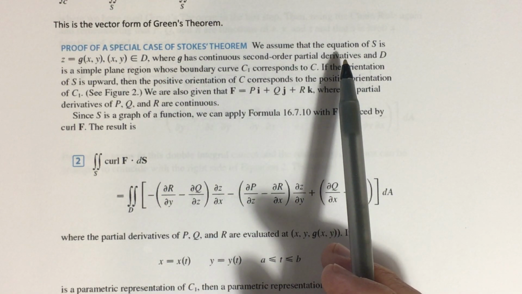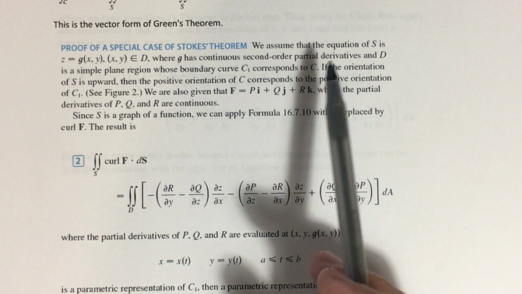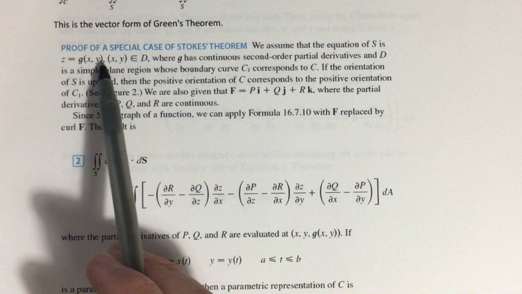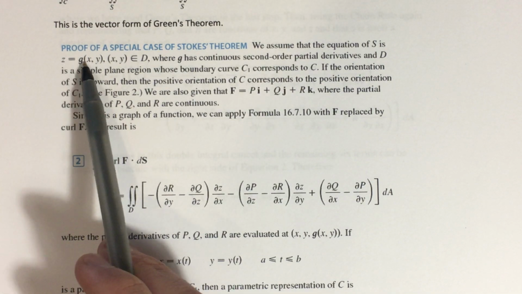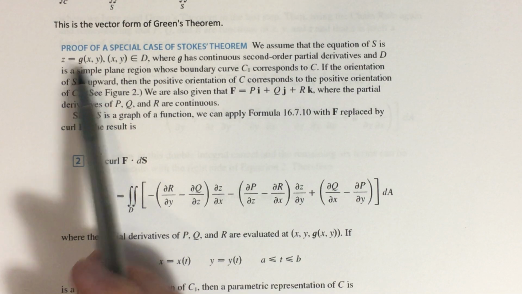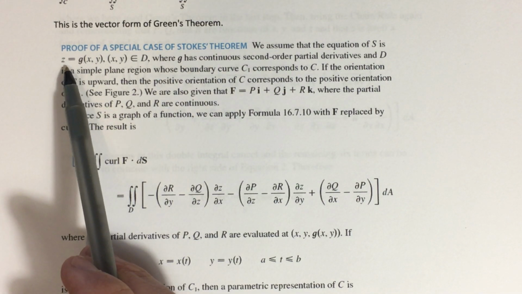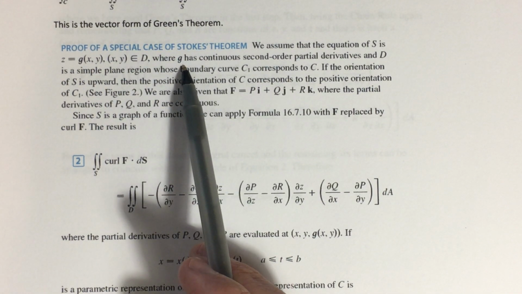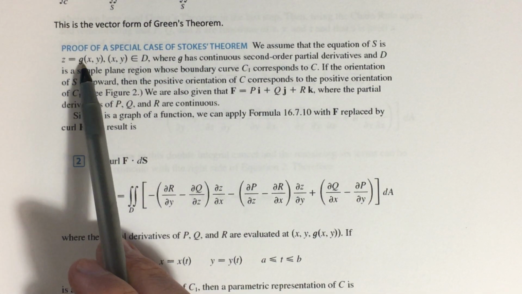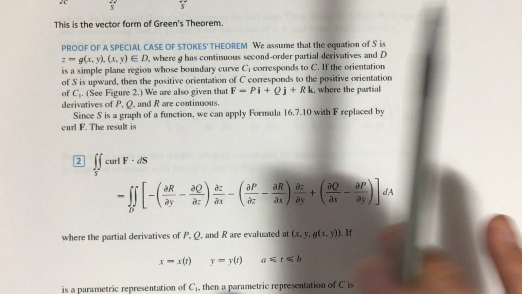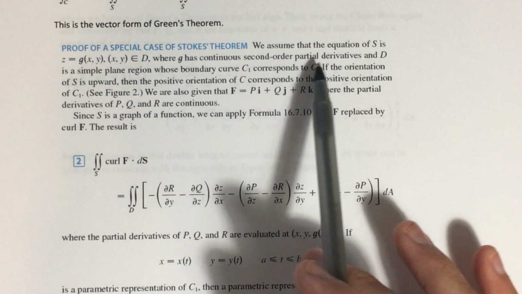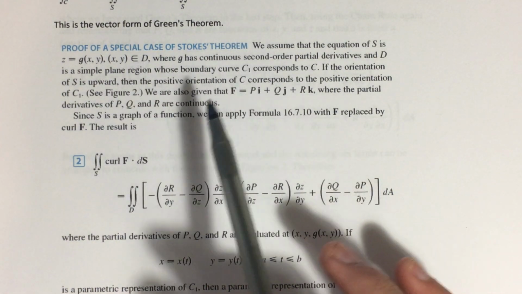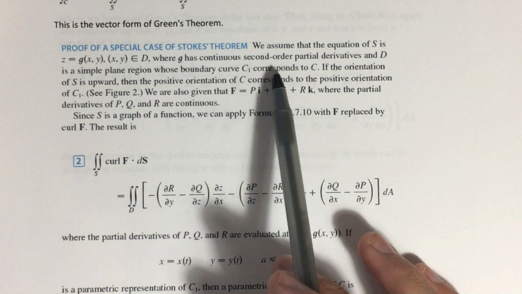We're going to assume that S is the surface that comes from an equation of the form z equals g of x, y. Okay, so we've seen that this leads to some useful formulas if the surface is actually the graph of a function. So we're also going to assume that g, this function that defines our equation here, z equals g of x, y, has continuous second order partial derivatives, and we're going to assume that D is a simple plane region whose boundary curve C1 corresponds to C.